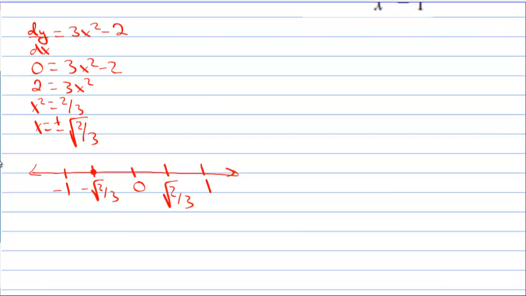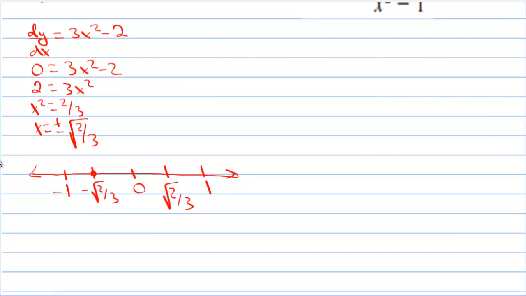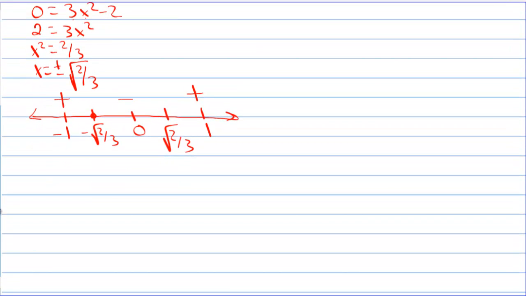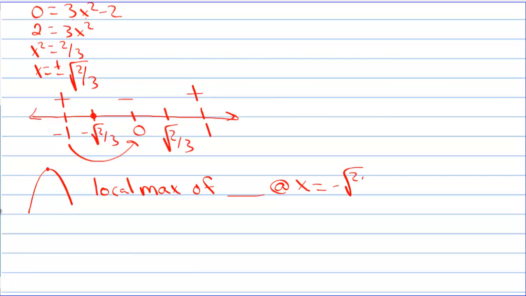If I plug negative 1 into the derivative, we get 3 times negative 1 squared, that's 3, minus 2. That's positive. If I plug 0 into the derivative, that's negative. If I plug 1 in, it is positive. So this function is increasing, decreasing, and then increasing. If your function increases and then decreases across that value, you have a local maximum. So we have a local max of something at x equals negative square root of 2/3.